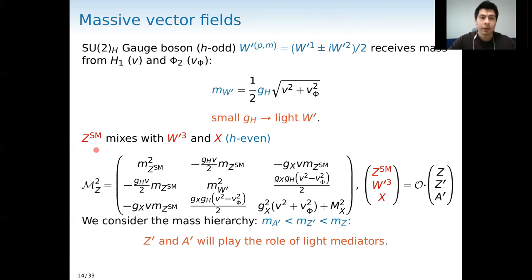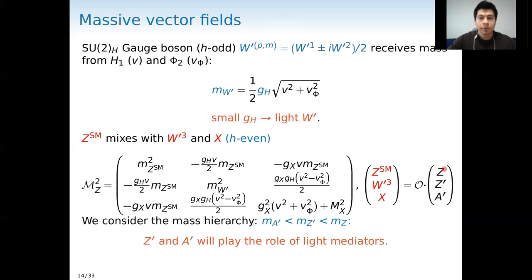We also have the rest of the gauge bosons. We have a standard-model-like Z that we also get from the SU(2) in the standard model. We have the other W prime 3 from SU(2)_H and the X boson from the U(1)_X. These three fields mix into this 3x3 mass matrix. This can be diagonalized either numerically or analytically, giving some complicated expressions. From the rotation of this matrix, we are going to get three mass eigenstates that we label as Z, Z prime, and A prime.